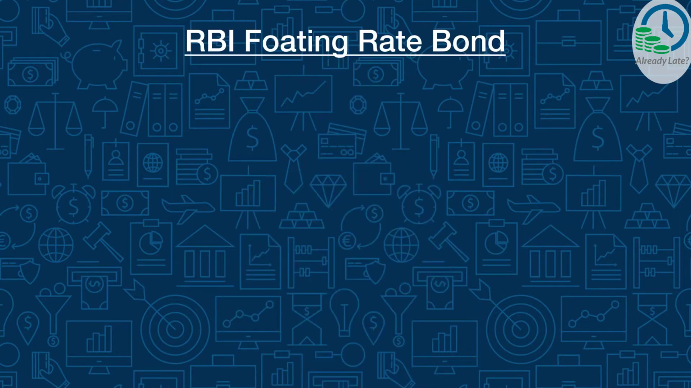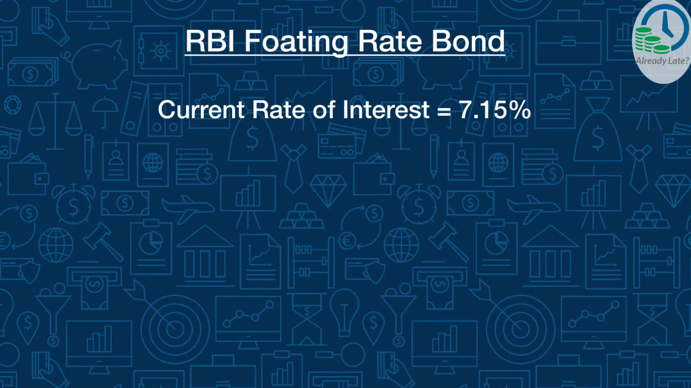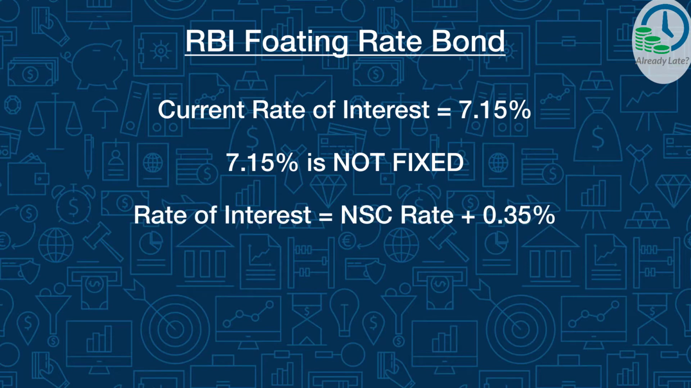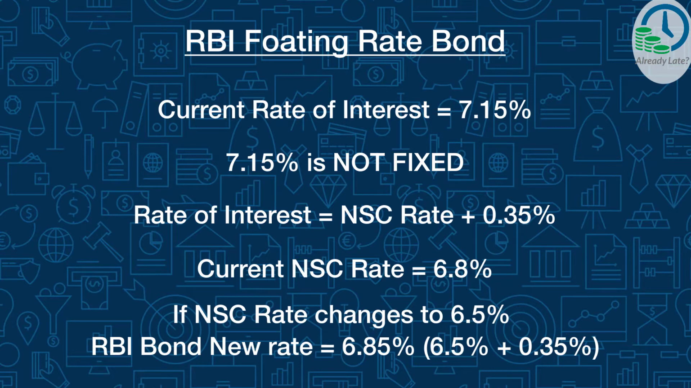A recent example of a floating rate bond is the RBI floating rate bond, which is currently offering 7.15%. This interest of 7.15% is not a fixed rate of interest. What RBI says is it will give you 0.35% above the rate of NSC, the National Savings Certificate. The current rate of NSC is 6.8%. Now let's say the NSC rate goes to 6.5% from 6.8. So your RBI floating rate bond will now earn 6.85%, which is 6.5 plus 0.35, and not 7.15%.